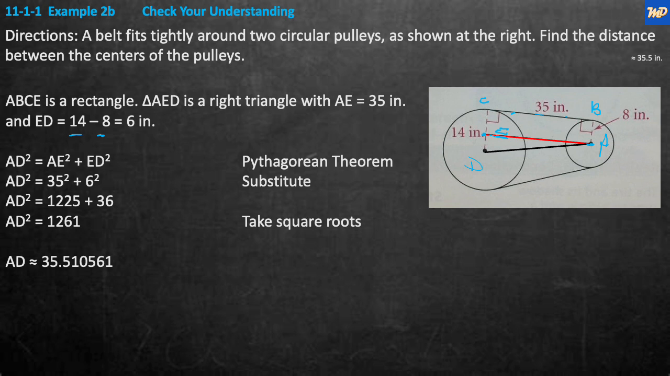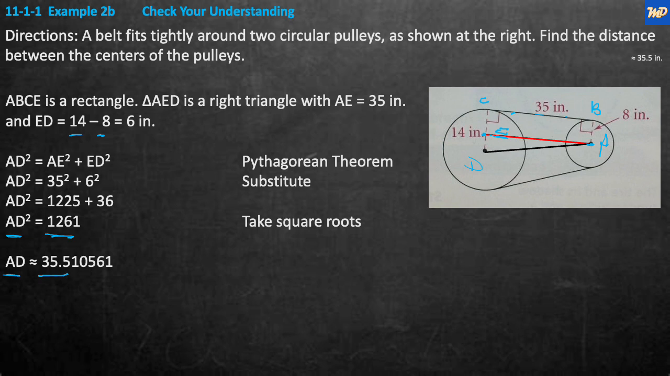And when you add those up, you're going to get 1225 plus 36 after you square them. So that comes out to 1261. And AD is squared, so you have to take the square root of both sides, and we'll get AD is now equal to 35 and a half, so to speak. We'll just keep it at 35 and a half, 35.51 if you wanted to be a little more accurate.